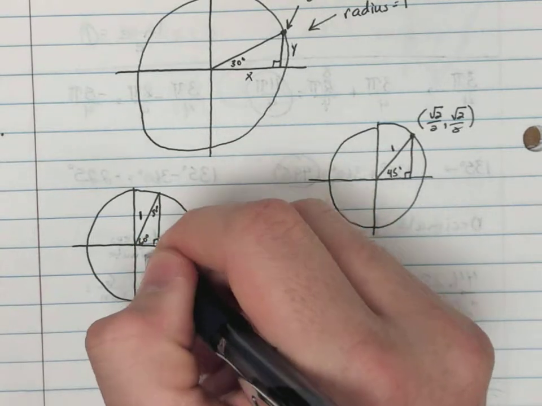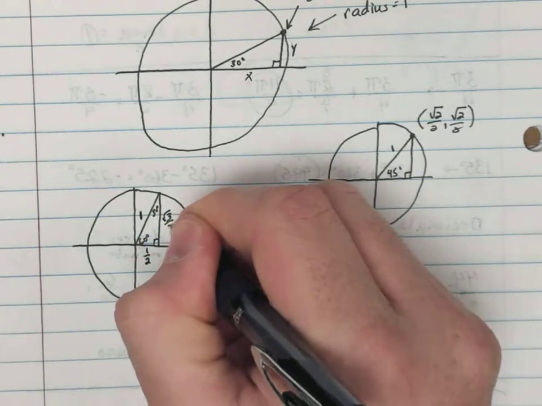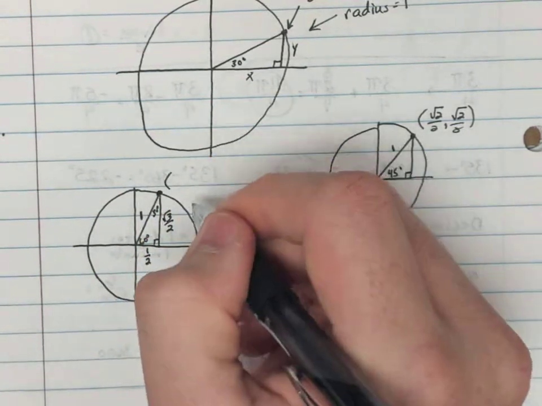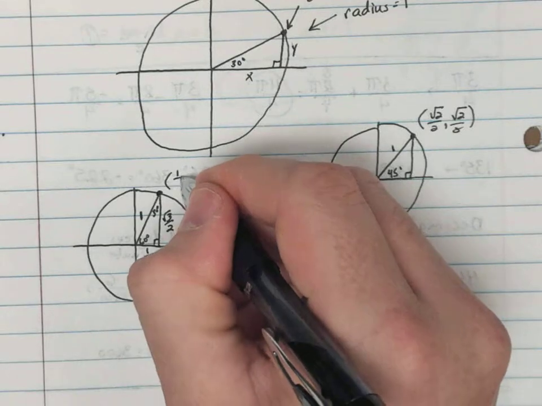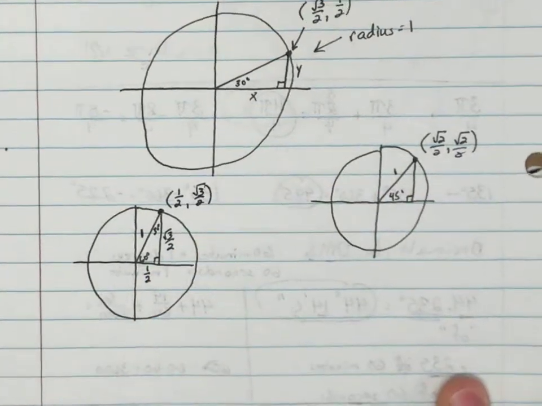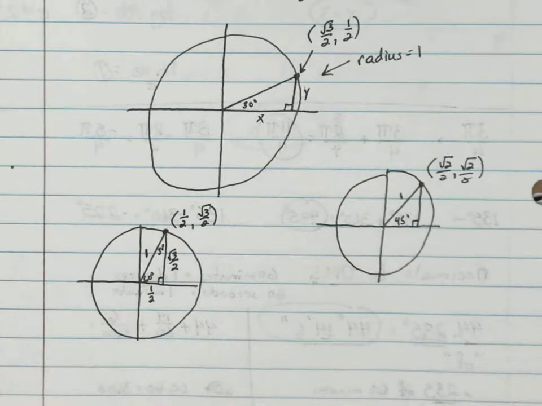So the side across my 30 is 1/2. The side across my 60 is root 3 over 2. So this point on my unit circle would be 1/2, comma, root 3 over 2. So what's special about a unit circle? We look at these three values.